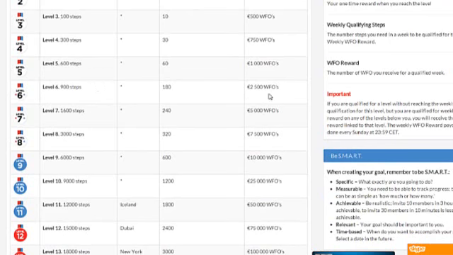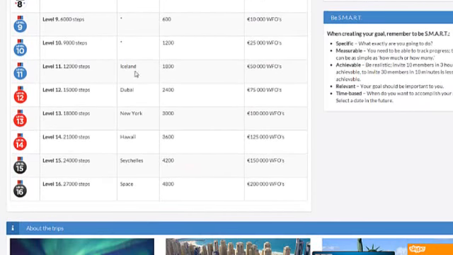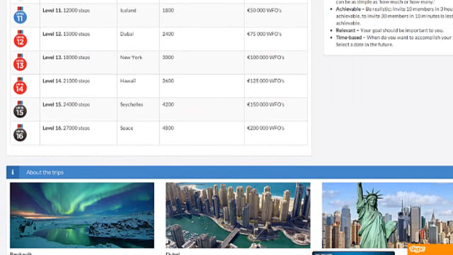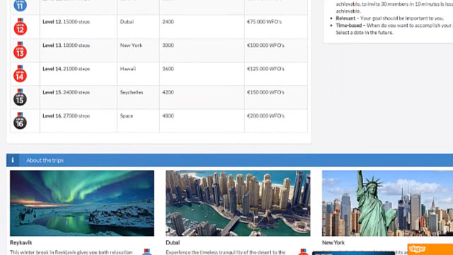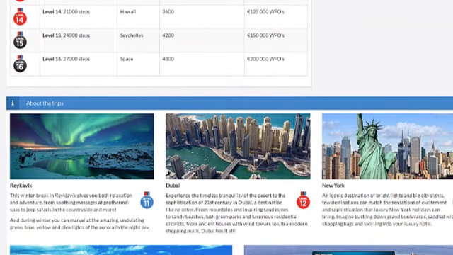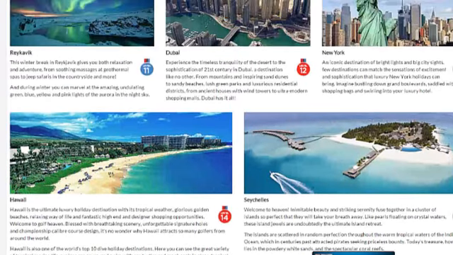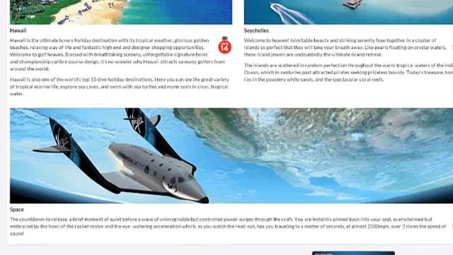For instance, level 6 will be 2,500 WFOs, and we start getting some other nice incentives when we get to level 7. We get some trips. These trips are fully paid for. Iceland, Dublin, New York, Hawaii, Seychelles, and I forgot how to pronounce that, but that's a high resort right off the coast of India, and also a space travel. So all these are listed right here, and these go into incentives that are absolutely out of this world, literally out of this world. So the space travel is conducted by Virgin Airlines. They're now taking reservations for it.